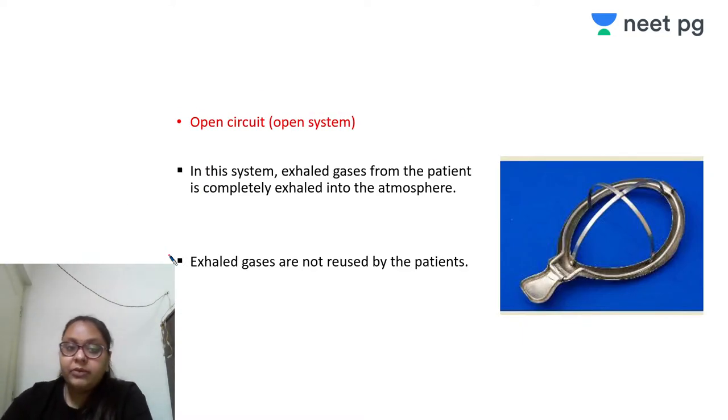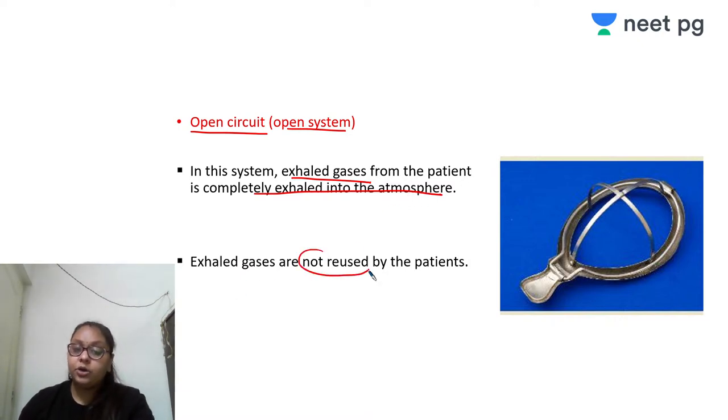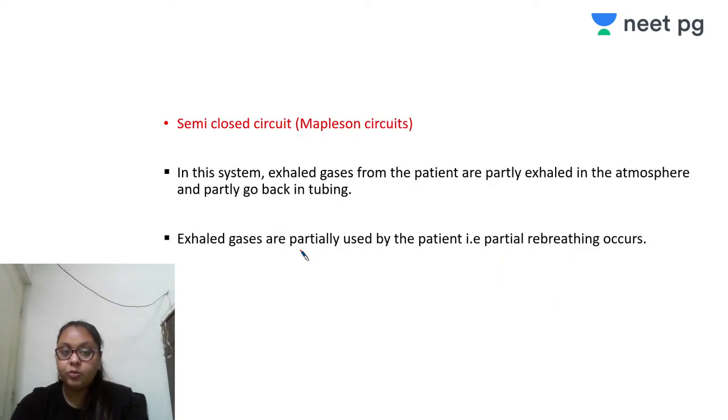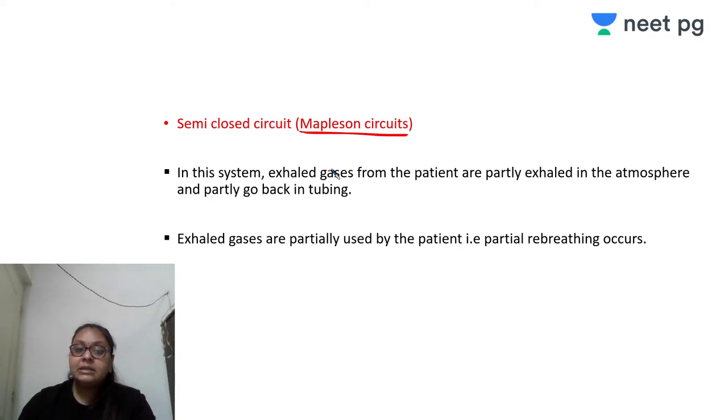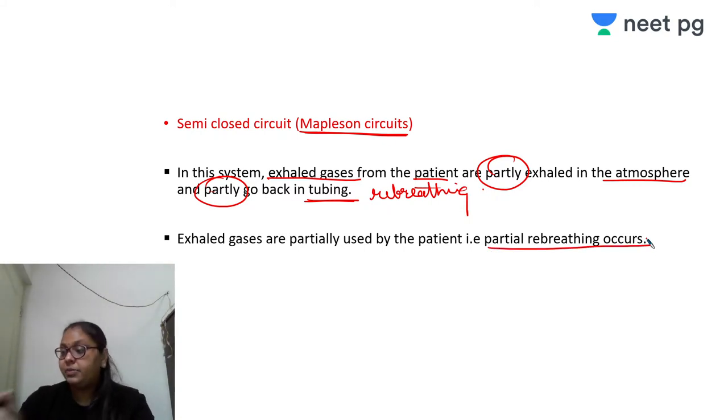Now that is what I was telling. अब जल्दी जल्दी, the open circuit, that is the open system, exhaled gases are exhaled completely into the atmosphere and exhaled gases are not reused by the patient. So these are the open circuit. Semi closed circuit, these are the Maplesin circuit. Maplesin circuit exhales gases from patient, partly exhale into the atmosphere, partly back into the tubing. ठीक है, partly there is rebreathing. ठीक है, that is there is partial rebreathing is occurring in case of the semi-closed circuit.